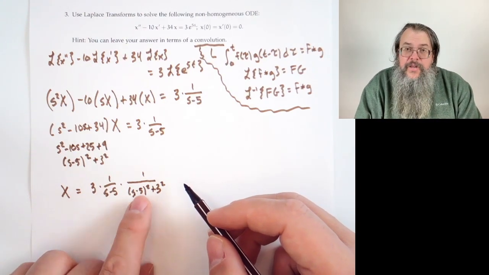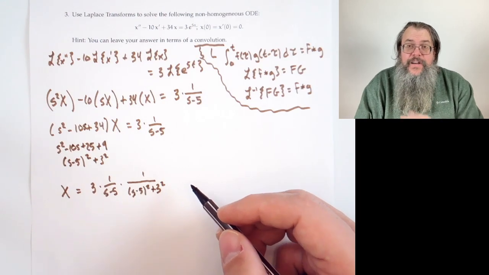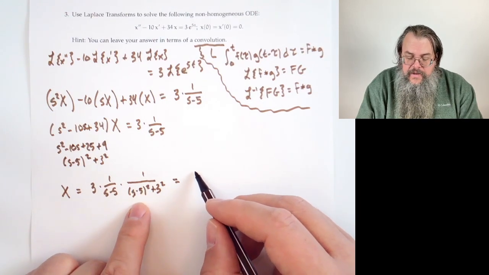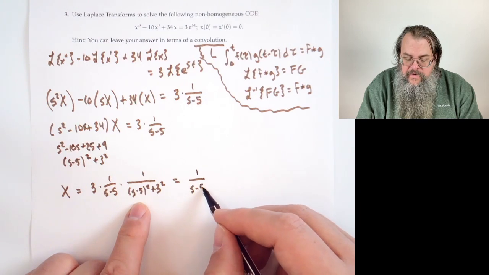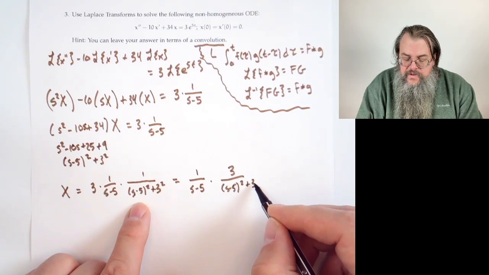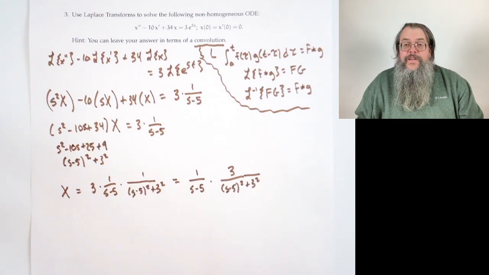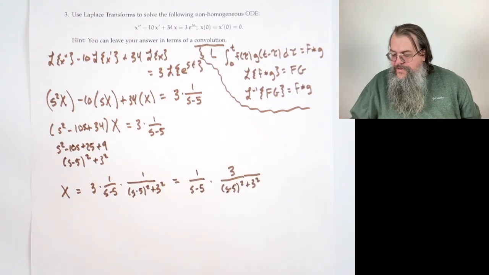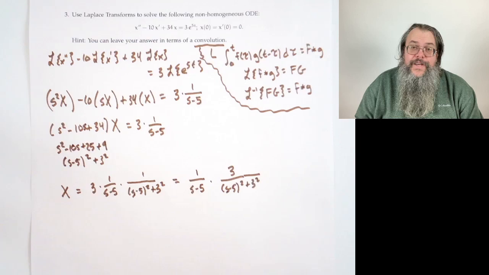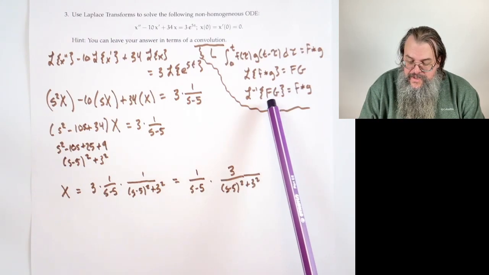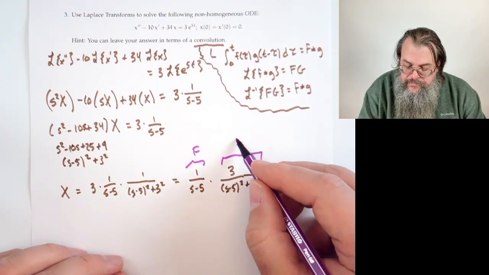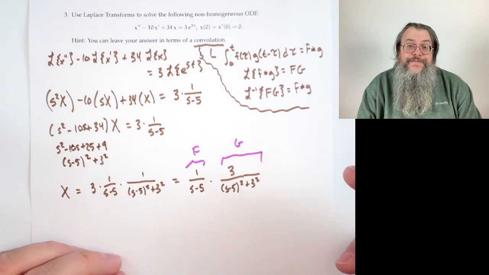But actually, this looks a lot like sine. Now, the s minus 5 means there's a shift, which means an exponential function of e to the 5t. But you can say this is the same as 1 over s minus 5 times 3 over s minus 5 squared plus 3 squared. So what are the rules we're going to be using to take our inverse Laplace here? Because they said you can leave your answer in terms of a convolution, we say, I have a product. That's my F times G. So here's my F, and here's my G. Now I just need to figure out what happens individually.